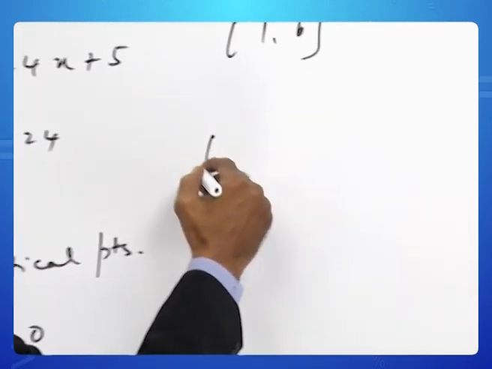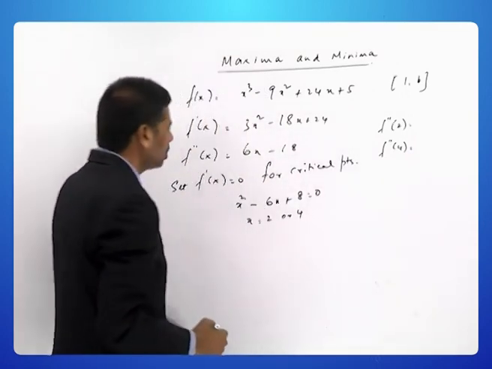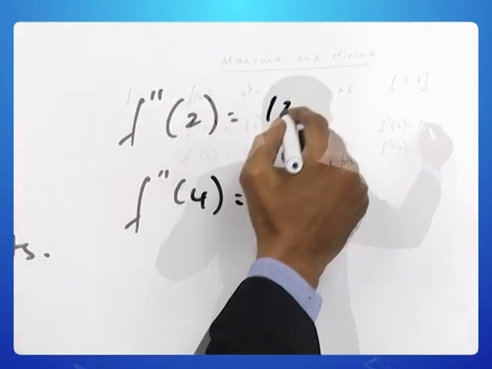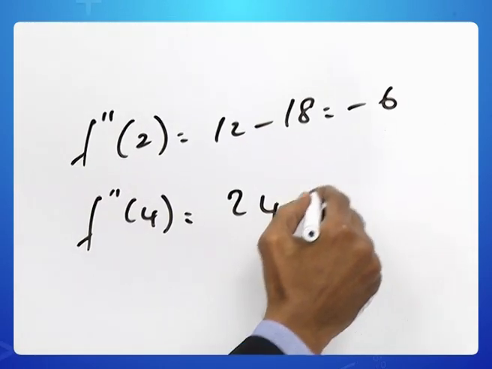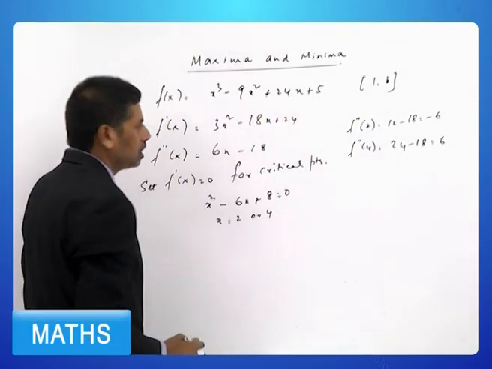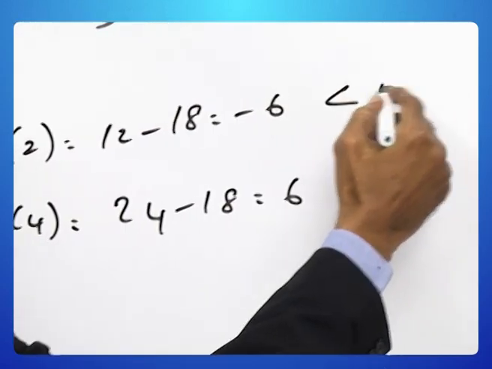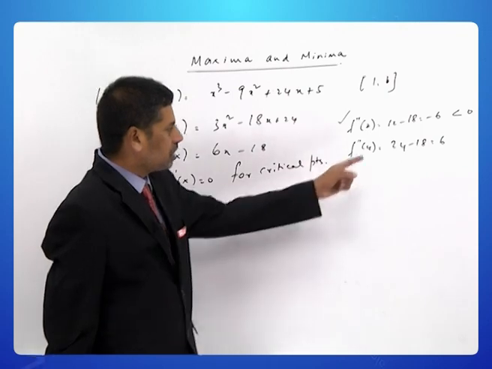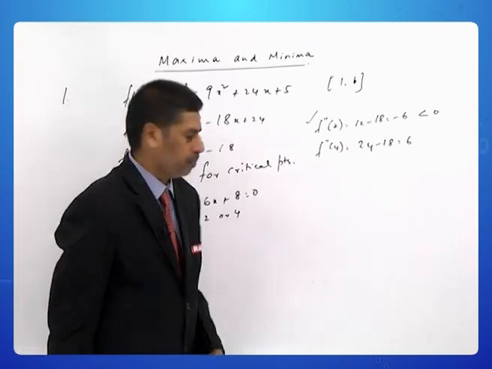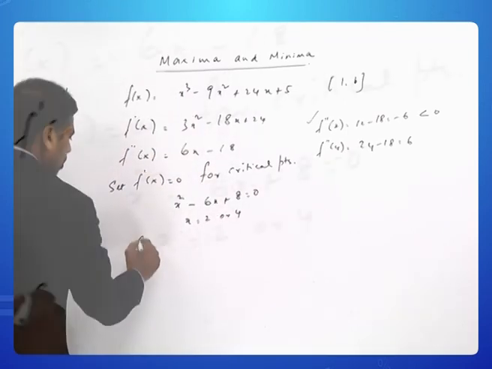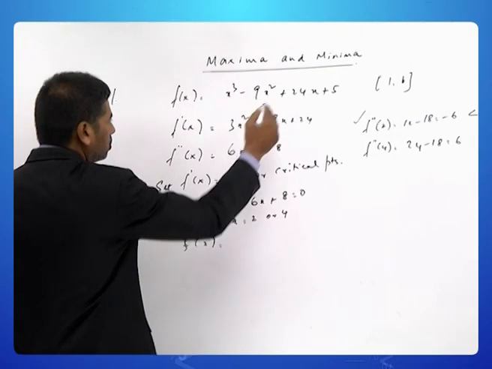So let us calculate f double dash 2 and f double dash 4. So this becomes 12 minus 18, which is minus 6, and this is 24 minus 18, which is 6. Since we are talking about the maximum value, we go for that. So this condition specifies that at x is equal to 2, the function has got a relative maximum. So let us substitute x is equal to 2 in this function.